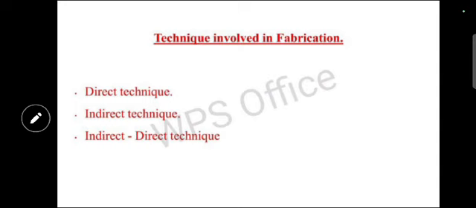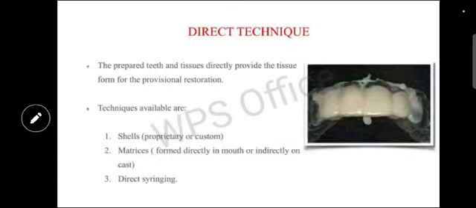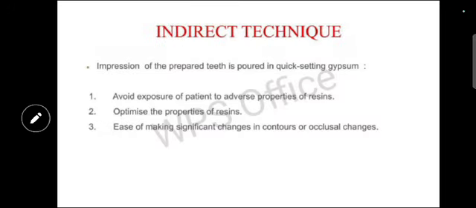Techniques involved in fabrication: three techniques, direct, indirect, and indirect direct. Direct technique: the prepared teeth and tissue directly provide the tissue surface form for the provisional restoration. Techniques available are shells, matrices, and direct syringing.